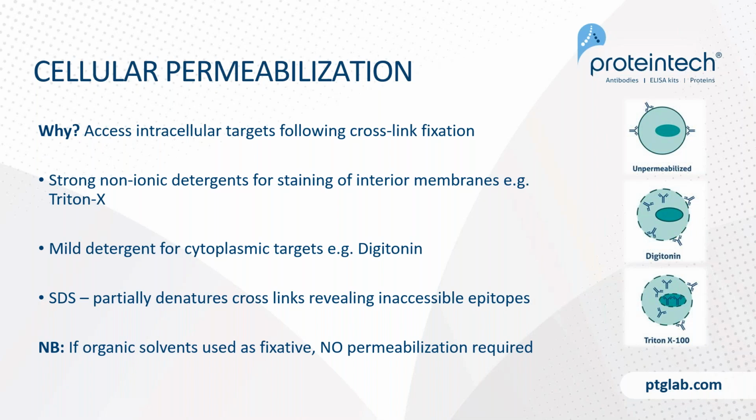If we want a milder detergent, we can use something such as digitonin if we're just looking to stain cytoplasmic targets. SDS is another interesting tool that can be used, as this partially denatures crosslinks and can reveal some inaccessible epitopes following PFA fixation. As I mentioned, if we're using organic solvents as a fixative, we do not need a permeabilisation step, as the organic solvent already breaks down the cell wall.